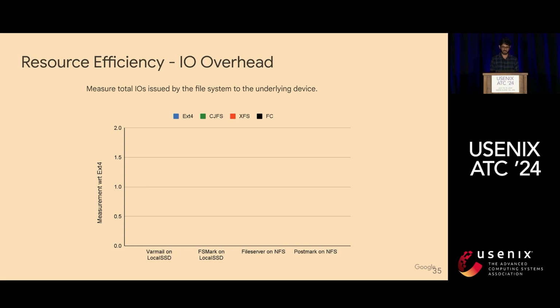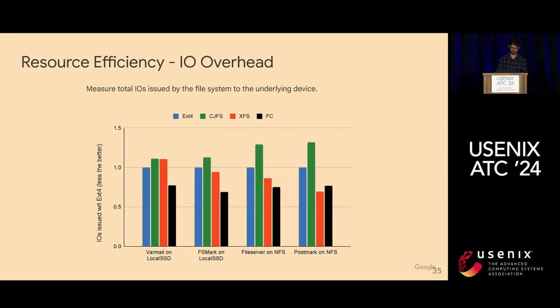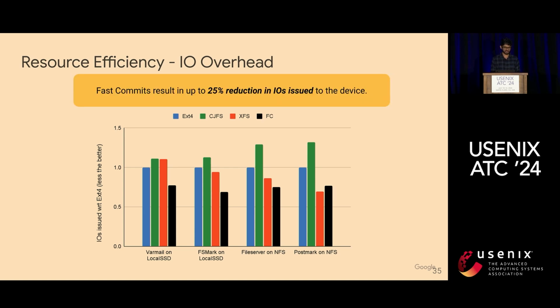Next, we measure IO overhead. IO overhead along with bandwidth directly impacts the cost of provisioning in cloud-based environments. In this experiment, we measure the total number of IOs issued by the file system to the underlying device. As you can see, in almost all cases, fast commits issues the lowest number of IOs. For more experiments related to cloud provisioning costs, please refer to our paper.